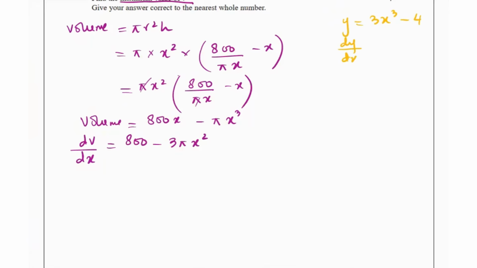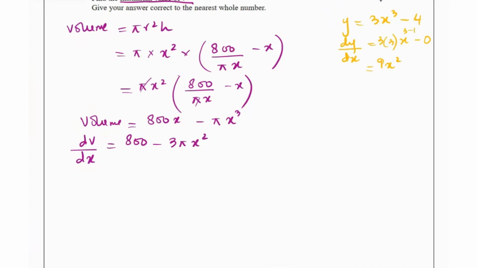dy by dx is going to be you bringing the power down and multiplying it with the coefficient and then subtracting 1 from the original power. Whereas for a constant, the derivative is always 0. If it has a variable, then it's not going to be 0, but if it's a constant, the derivative for that is always going to be 0. So that's going to be 9x squared.